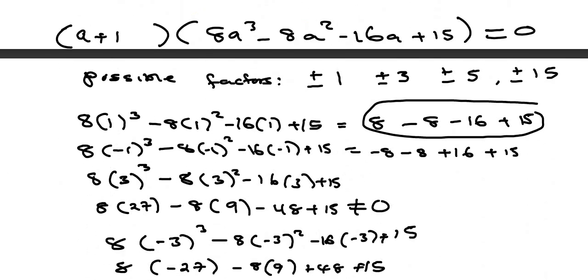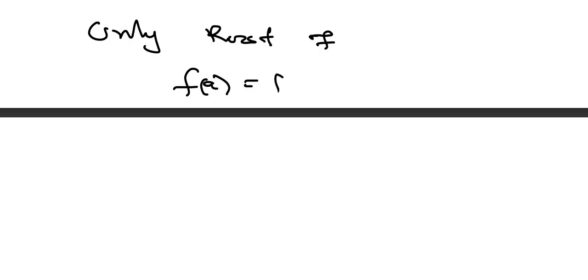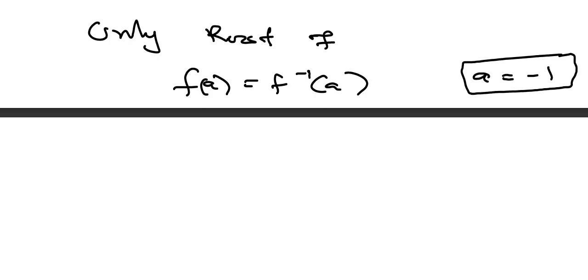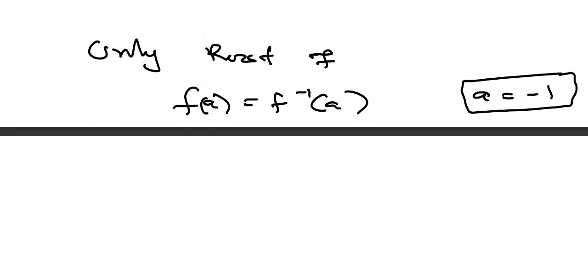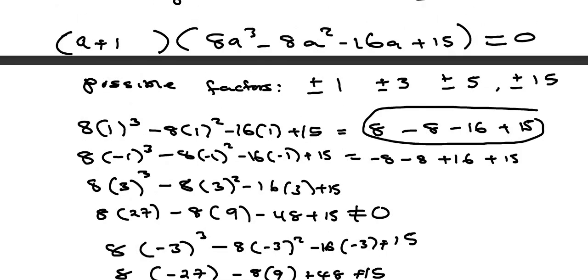Now we're looking for the possible factors of 15, which are simply plus or minus 1, plus or minus 3, plus or minus 5, and plus or minus 15. If you attempt all these in the expression, I'm getting that none of them gives me a 0, implying that the only root of f of a equals f inverse of a is just that a is equal to negative 1. So this is the only value that I'm getting. The other part is going to give us what we call miscellaneous equations, those solutions that are not actually part of the expression.